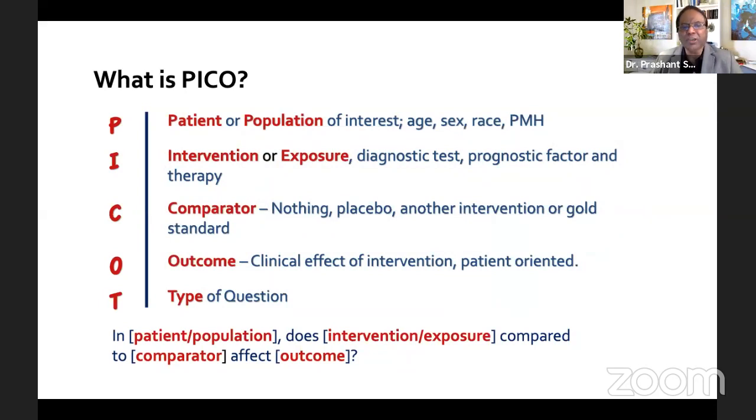So in PICO, P stands for patient or population of interest. And not just the patient or population in general, but more specifically, the age of that patient, the gender of that patient, the race or ethnicity of that patient, or the past medical history of that patient. Now, somebody may ask why these demographic characteristics are important.